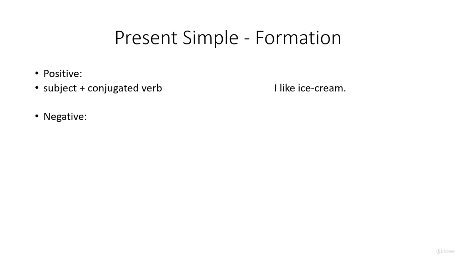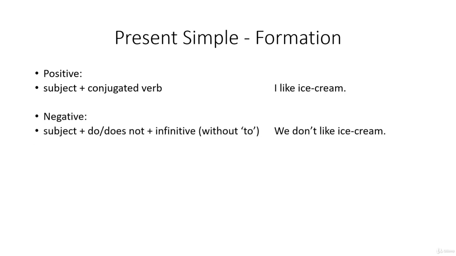In a negative statement, we need the help of the verb to do, so subject plus do or does not, plus infinitive without to. So we don't like ice cream, which is the abbreviated form of we do not like ice cream. And like is the infinitive without to.